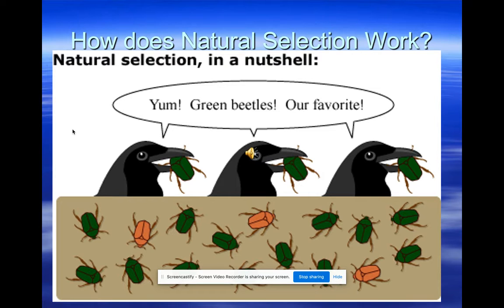So these black birds, these crows, whatever you want to call them, they like yummy green beetles. As you can see in the beetle population, there are green ones and there are orange ones. So if you're a green beetle, it's not that good for you. Why? Because the crows, whether they think that you're delicious or they can see you better, they're eating the green beetles. They're not eating the orange ones. So after the next generation, what would you predict to happen? Would there be fewer green beetles and more orange beetles? Yes, you're exactly right.